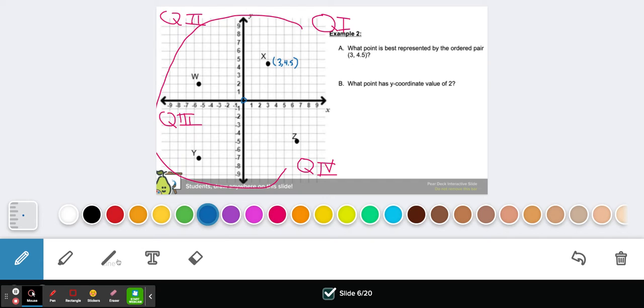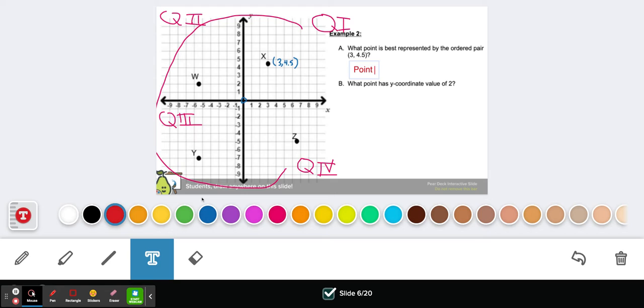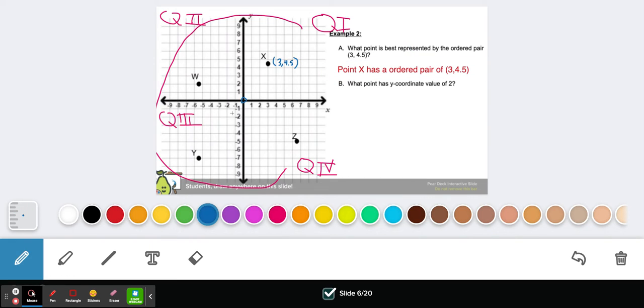We're going to say for this one, point X as an ordered pair of 3, 4.5. Okay, so that's what we're going to write for this one. So now we're going to continue.